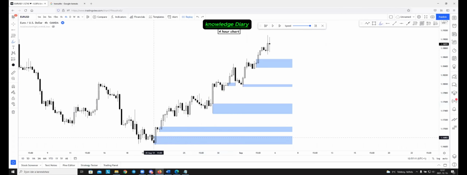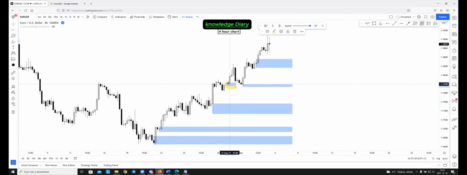Okay, this zone changed character here and here. So this will be valid because it created inefficiency and swept liquidity. The next zone will be this one because, as you can see, it created inefficiency. It has a gap between the wicks and it broke this structure. Okay, the next zone will be this wick zone because it created huge inefficiency, broke structure to the upside and collected liquidity from this region.